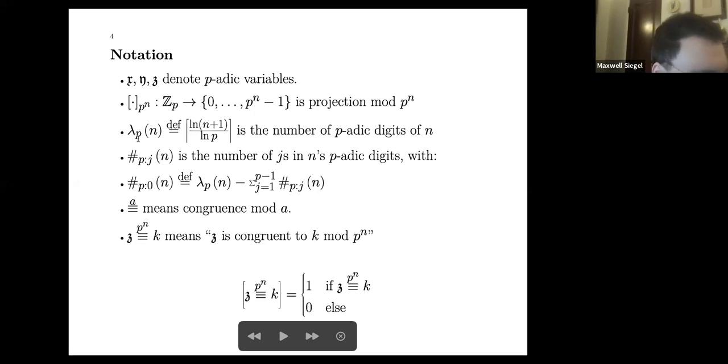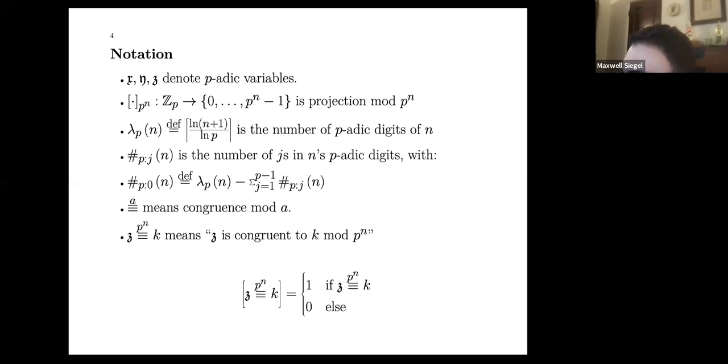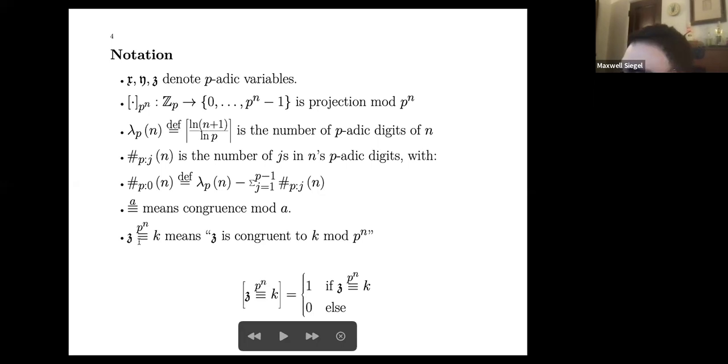Lambda 2, if you're a computer person, is also known as the number of bits of n. The number of j's is the number of j's in n's p-adic digits. I'll drop the p if there's no confusion. And we define the number of zeros as the total number of digits minus the number of digits which are not 0. The triple bar is how I write congruence modulo A. Thus, I can write z congruent to k mod p to the n, like so.